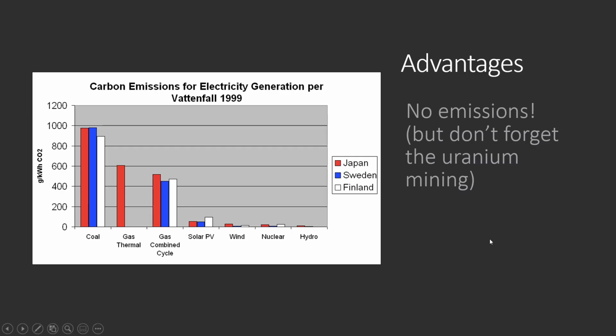Now, some of the advantages of nuclear power is that there are no emissions in the production of power. Don't forget about the mining process. Obviously, the mining process has emissions, but for the most part, when we think about nuclear energy, we think no emissions, which is really a nice thing.